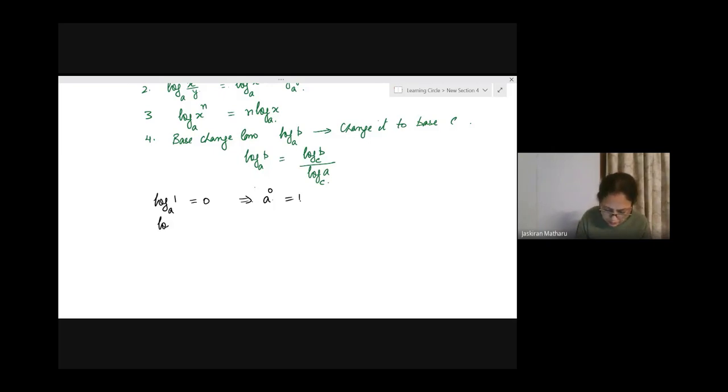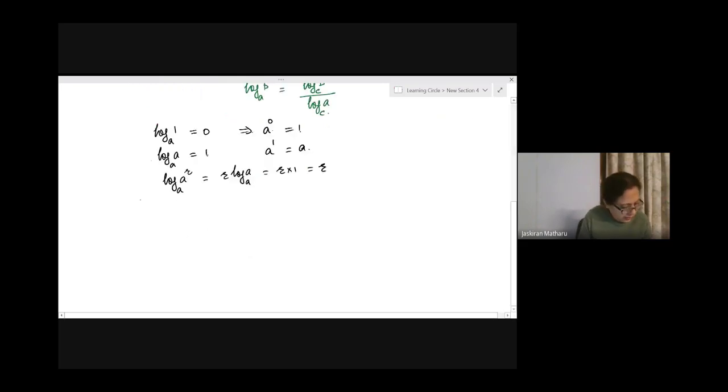Then log a to the base a is equal to 1. This is because, again, we take the base raised to the power 1, which is equal to a. So log a to the base a is 1. Similarly, another example: log a raised to the power r to the base a will become r log a to the base a. Now log a to the base a is equal to 1. So this is simply r into 1, which is equal to r.